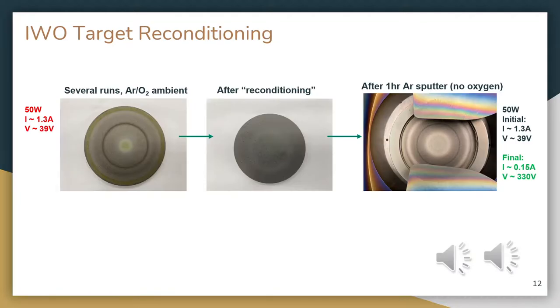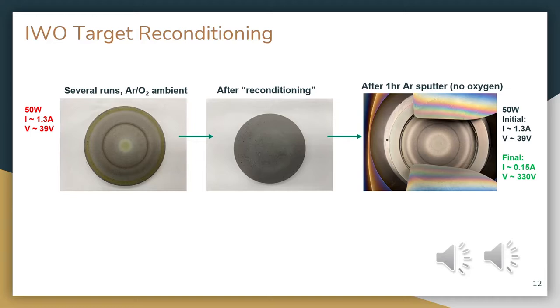So after some brainstorming and creating a flowchart, the target looked like this after several runs without it really being taken care of or us really having an idea of what was going on. And we were running this at 50 watts. We were getting a constant current of 1.3 amps and volts coming out to be 39 volts.